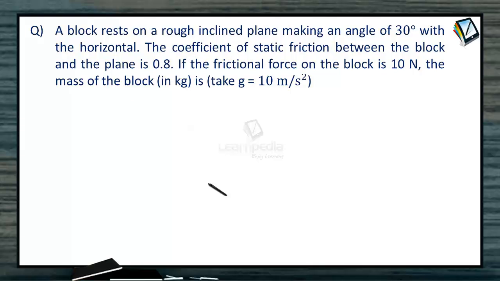A block rests on a rough inclined plane making an angle of 30 degrees with the horizontal. The coefficient of static friction between the block and the plane is 0.8. If the frictional force on the block is 10 Newton, we need to calculate the mass of the block.